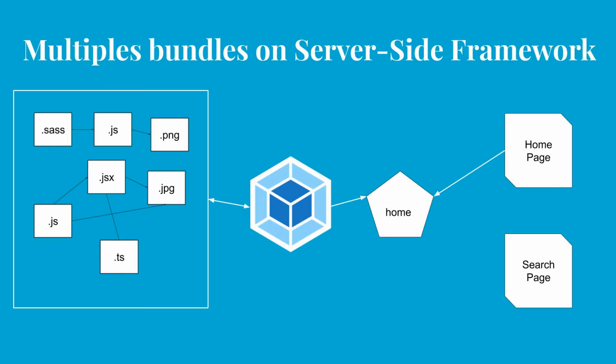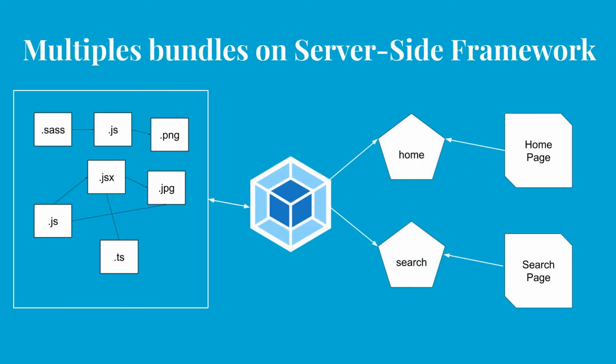So we want to change that and be able to handle multiple bundles. We want something like this, where each bundle will use its corresponding files and functions for each web page. So how can I do this? Let's jump into the code and find out.